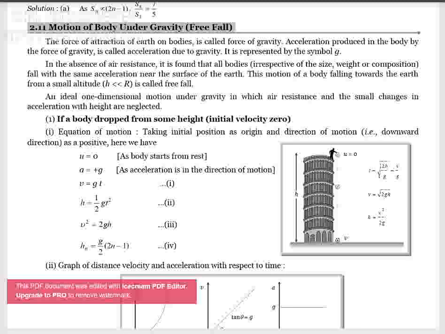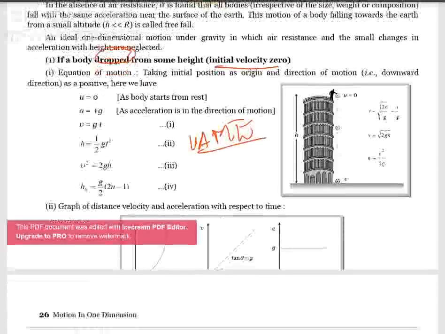The other thing is motion of a body under gravity, that's free fall. If a body is dropped from some height, if it says dropped from some height, the initial velocity is 0. And for any free fall, since it is motion under gravity, gravity is a constant acceleration. You must use the uniform accelerated motion equations, the five equations we have seen before, for such problems.